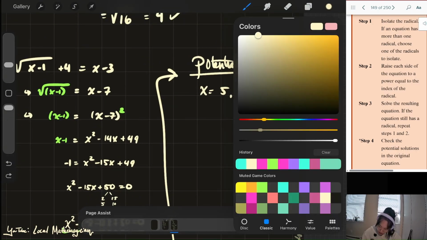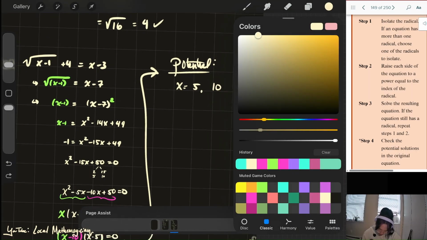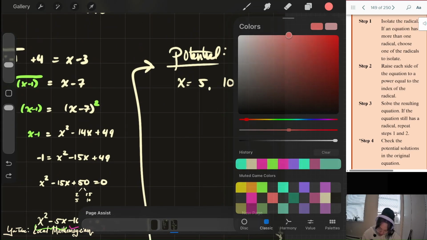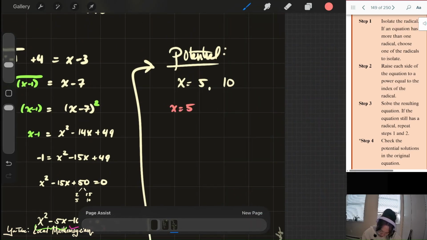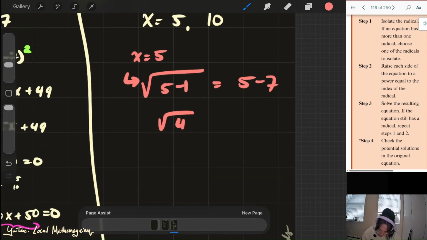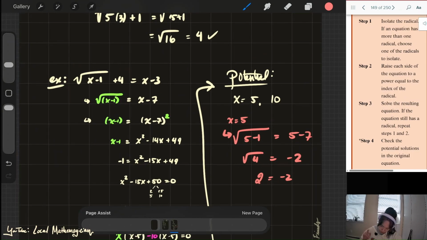Okay? So we plug this guy back in. We're going to test x equals 5. And that gives me root 5 minus 1 is equal to 5 minus 7. Root 4 is equal to negative 2. Positive 2 is equal to negative 2. Now that ain't right. You don't believe me? It's okay.